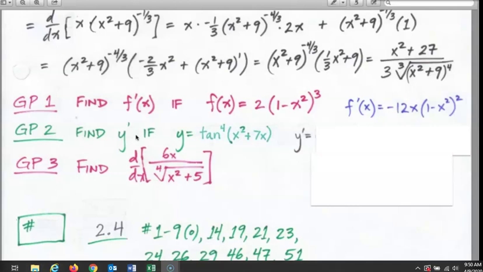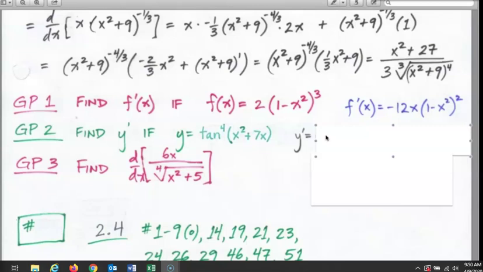There's the answer right there. Let's try guided practice 2. If y prime equals this whole thing here, think of this as the tangent of x squared plus 7x, raised to the 4th power. When you take the derivative of this, all of this is in parentheses, raised to the 4th power, so you're going to take the derivative of the outer function first, bring the 4 in front.